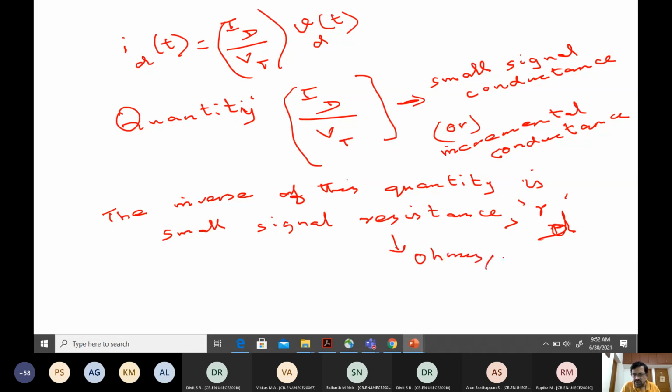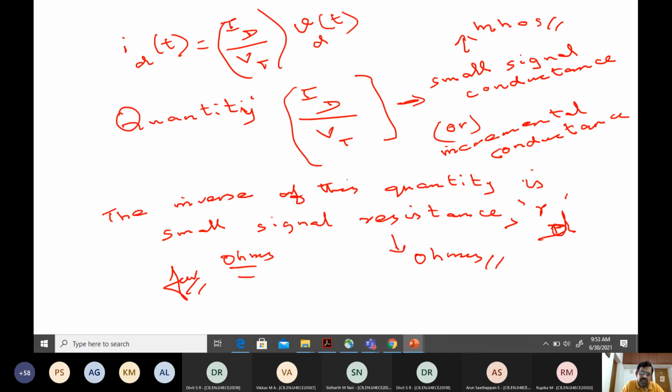What will be the value? Typically you will see that this value will be of the order of a few ohms. We'll do some problems, and you will understand. The conductance unit will be mhos. I will stop here. We'll continue in the afternoon this discussion and what is the implication of this model, and that is the main substance of this whole thing.